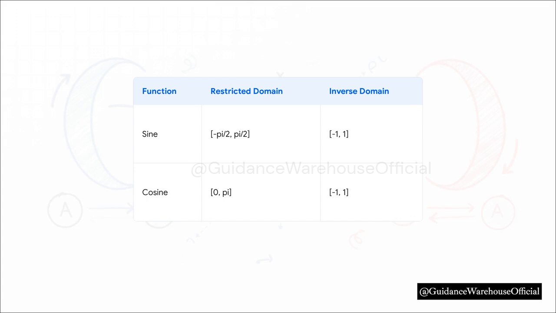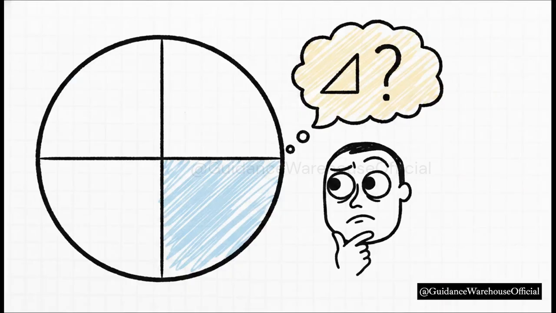What's really interesting here is how we standardize these slices. For the sine function, we restrict the domain from negative pi over 2 to positive pi over 2. That captures exactly one full curve from the lowest valley to the highest peak. For cosine, we slice it differently, restricting it from 0 to pi. By locking them into these specific windows, they stop repeating. They become one-to-one, and because of that, we get a beautiful, clean inverse domain for both of them, ranging perfectly from -1 to +1. Let's see how this plays out in practice.